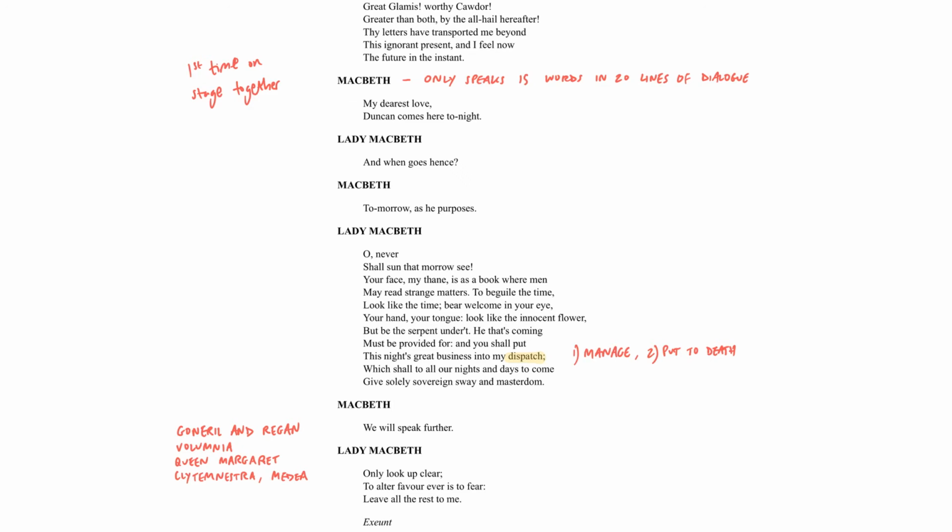Has he been too? What do we know about him? "Why do I yield to that suggestion whose horrid image doth unfix my hair and make my seated heart knock at my ribs, against the use of nature?" "My thought, whose murder yet is but fantastical, shakes so my single state of man." So Macbeth has also been thinking about killing Duncan in Act 1, Scene 3. Maybe he assumes from the way he worded the letter and his knowledge of Lady Macbeth that she has also been thinking about killing Duncan. So his first line here, his first comment, Duncan comes here tonight, acknowledges the plotting that they've both been doing without stating it explicitly. It brings the correct topic up.